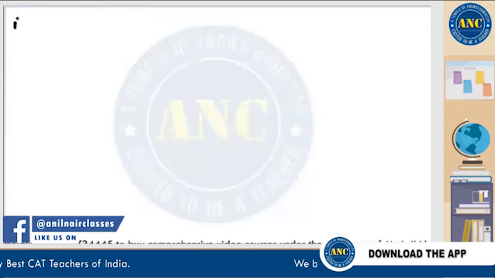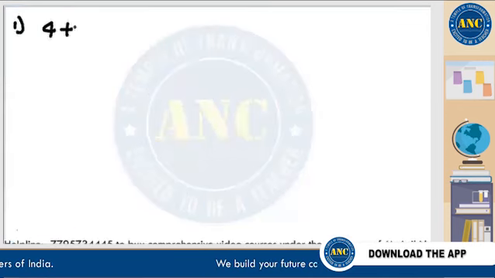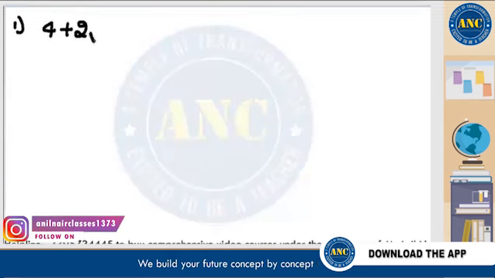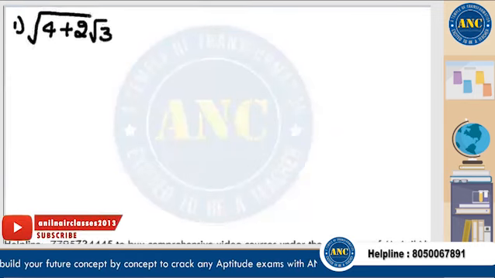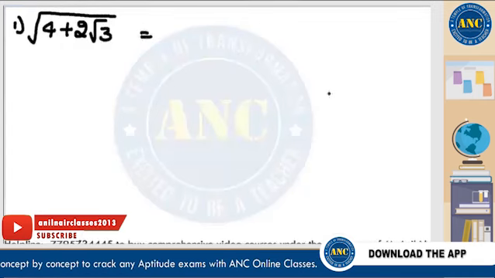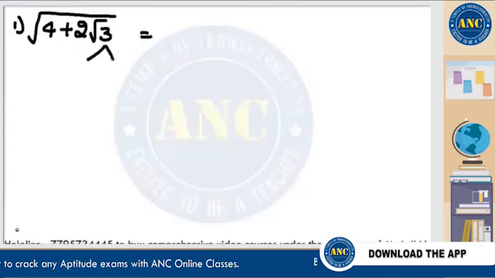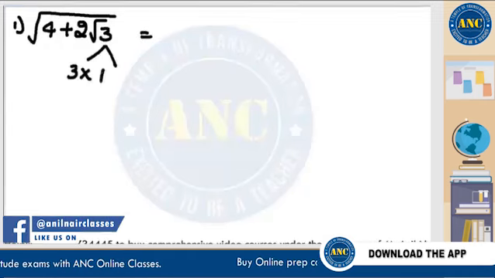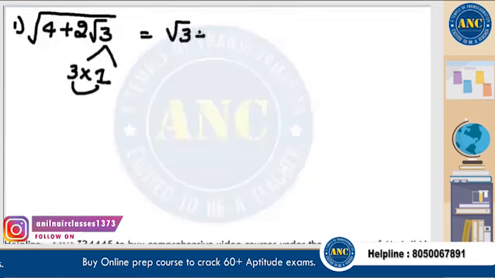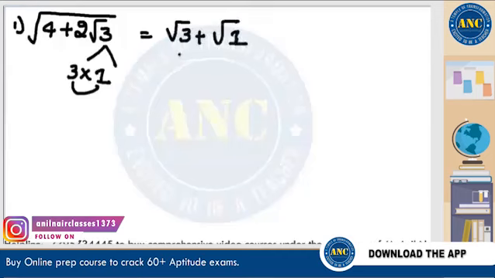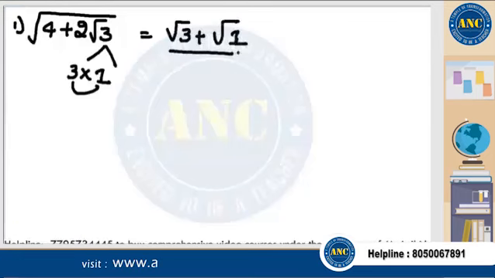Suppose the first question is the square root of 4 plus 2 root 3. What is it equivalent to? First factorize the number: 3 ones are 3, and 3 plus 1 is 4. So the answer is root 3 plus root 1.